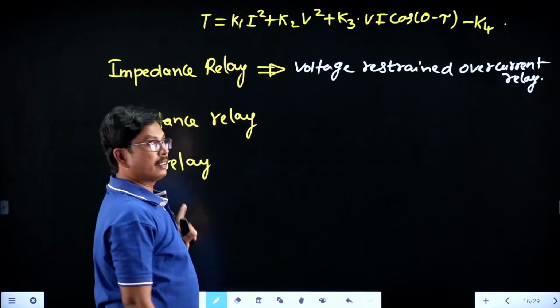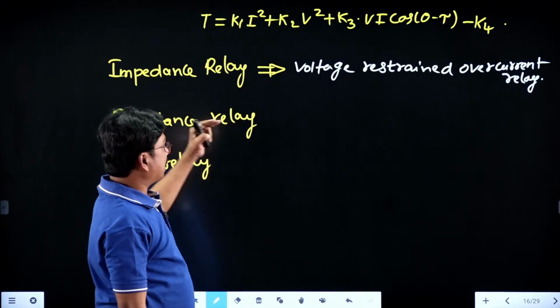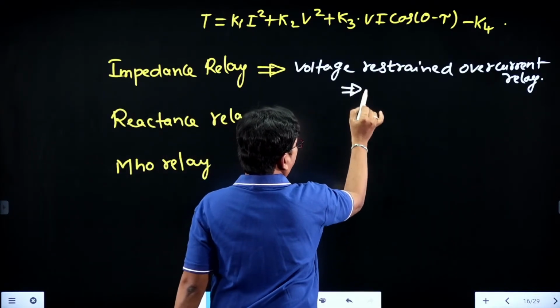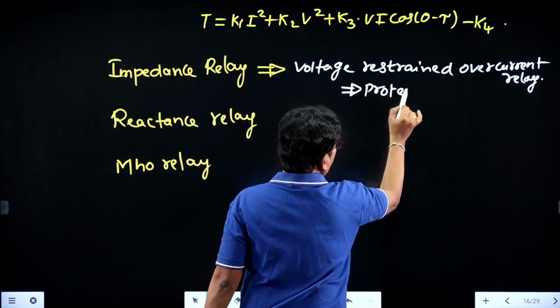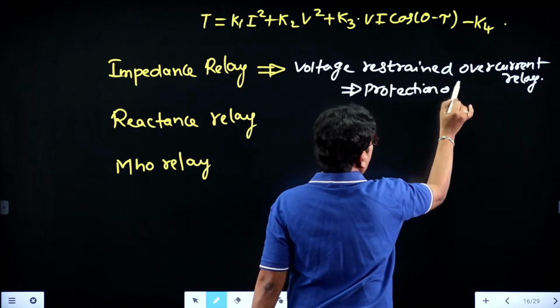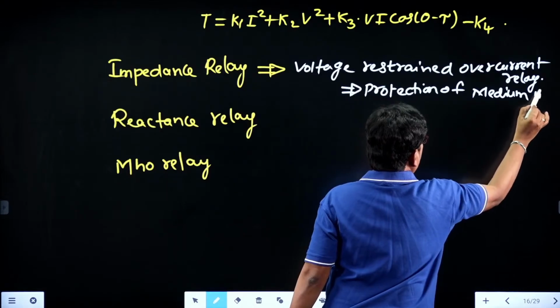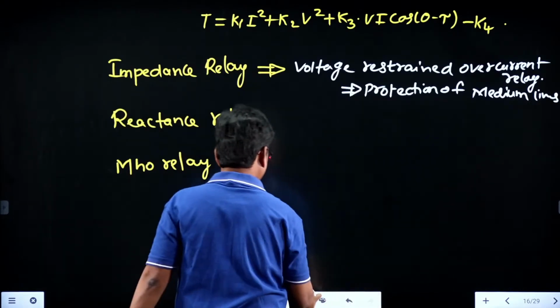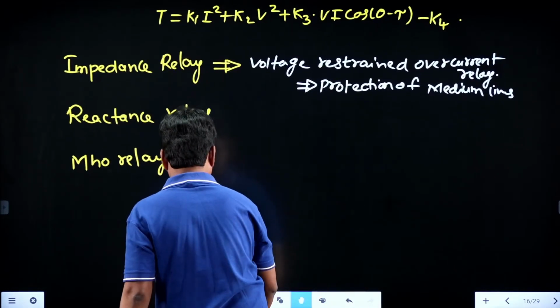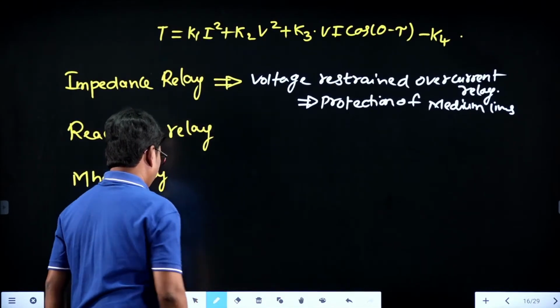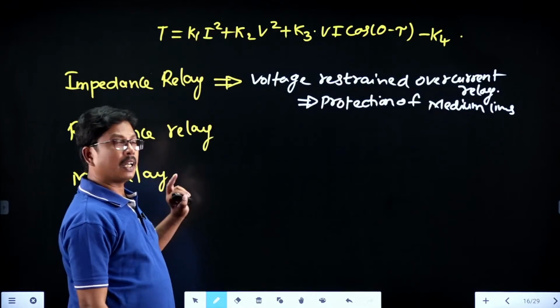What is that? Impedance relay. What is the purpose of using impedance relays? Impedance relays are used for protection of medium lines. The purpose of using the impedance relays. Next one. Reactance relay. Why are you using reactance relays?